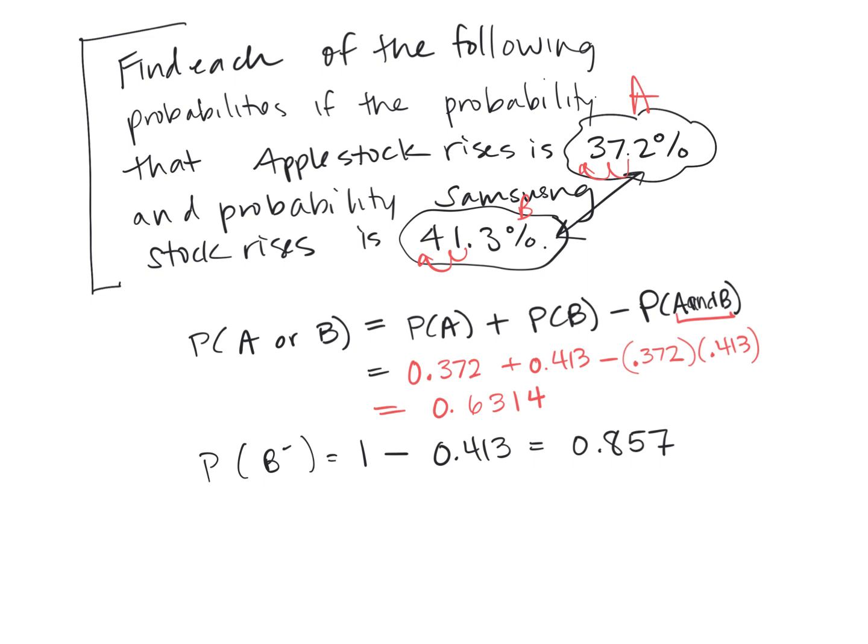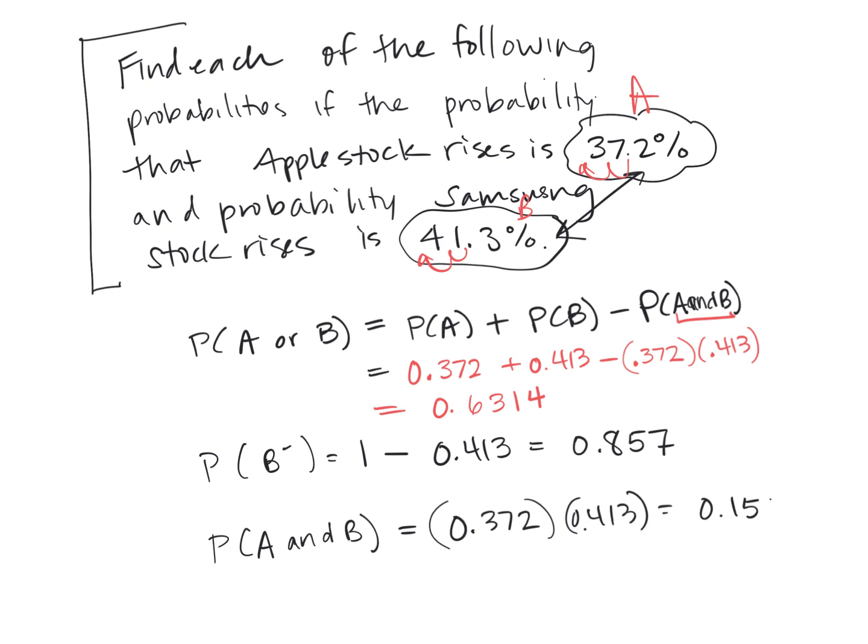The next question is the probability that both event A and event B occur if the two events are independent. Well, we already said that above: the probability of both of them happening is just the product of them. So if we multiply 0.372 times 0.413, it's going to be equal to 0.1536.